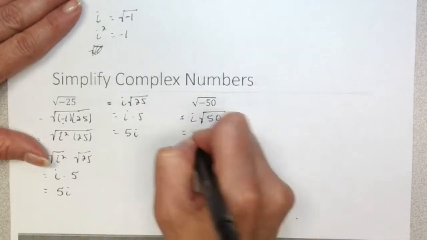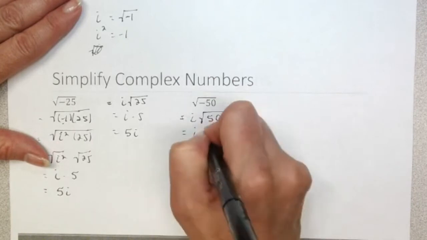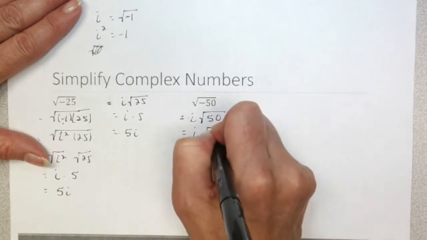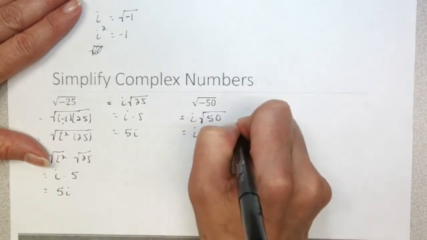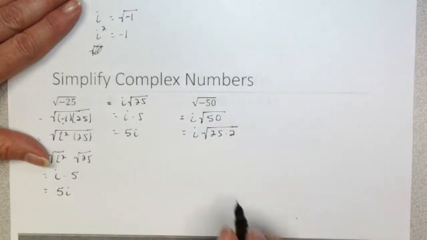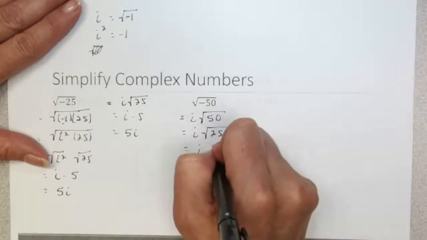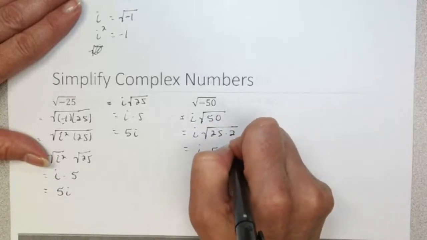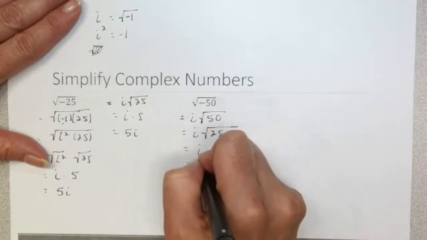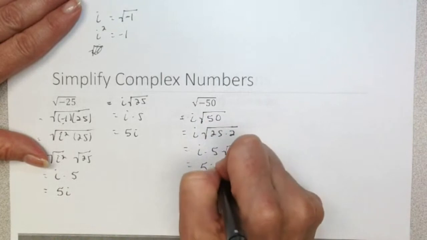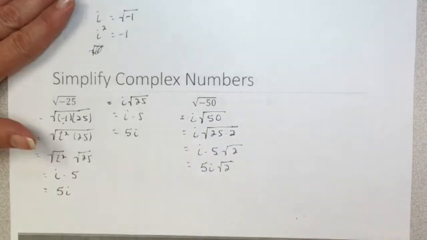25 times 2 is 50. So I could simplify this into i times the square root of 25 times 2, right? 25 times 2 is 50. The square root of 25, of course, is 5. So this can become i times 5 times the square root of 2, or I probably would write this as 5i square roots of 2, just to make that in a little bit better form.